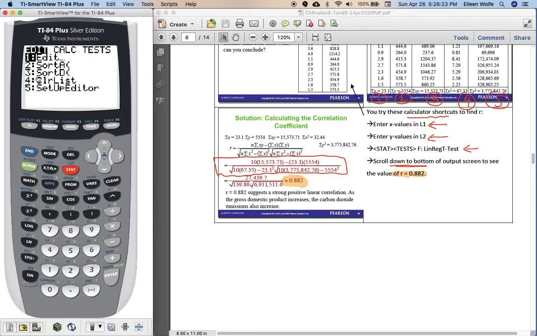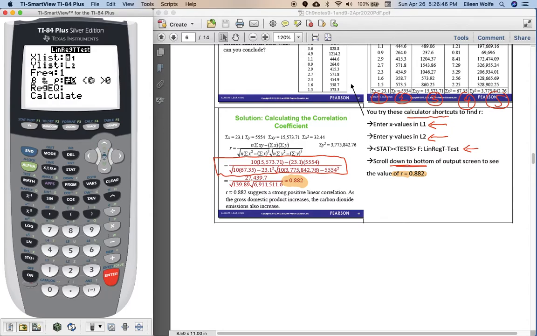Stat button. You need this list editor first. I've already inserted the x values into list 1 and the y values into list 2. So I'm going to show you this command called stat test, letter F. Stat test menu. It's pretty fast to go up to letter F. Choose this option called LinRegTTest.